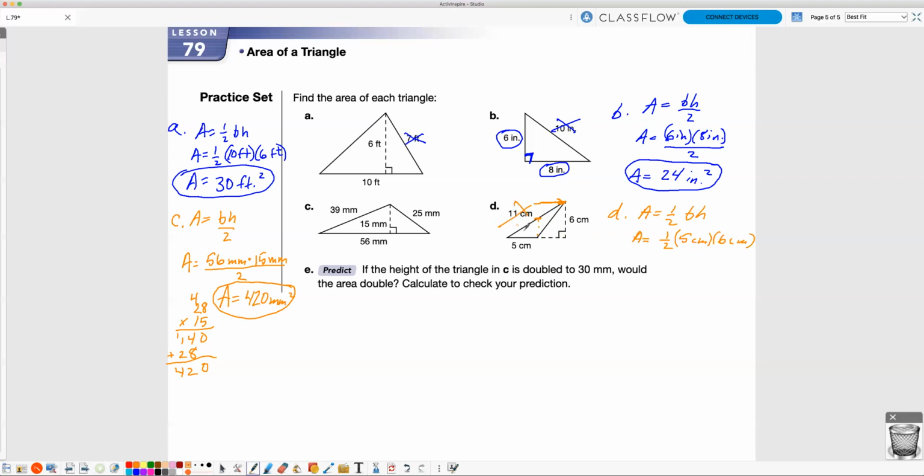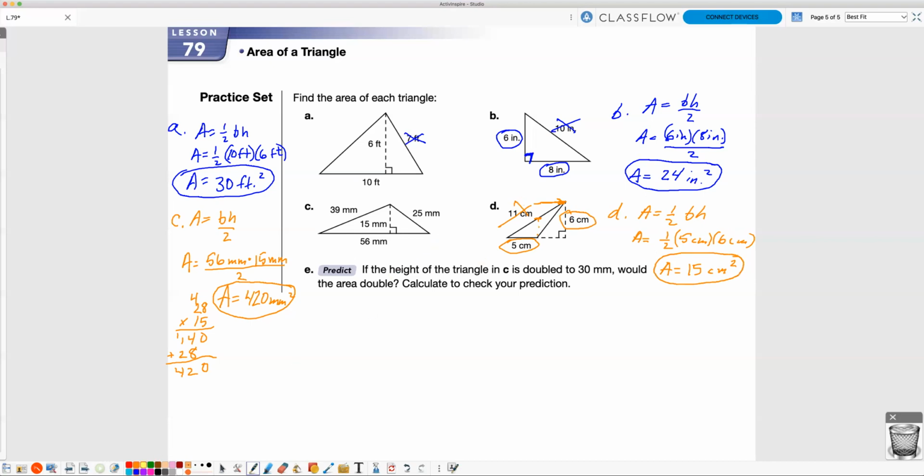That means we're not going to use 11, because this 6 and this 5 centimeters are both perpendicular measurements. So that's why I have 5 times 6, the base times the height. 5 centimeters and 6 centimeters. So that would be area equaling, and I can see that 6 divided by 2 would be 3, or I could say 5 times 6 is 30, divided by 2 is 15. So 15 square centimeters, or 15 centimeters squared, would be the area of triangle D.